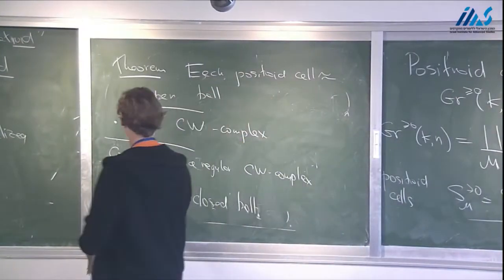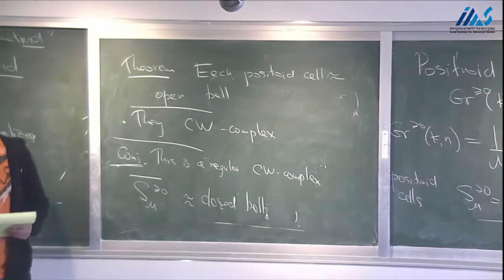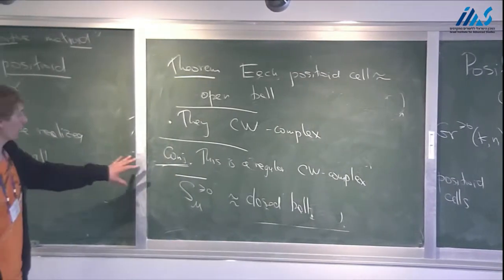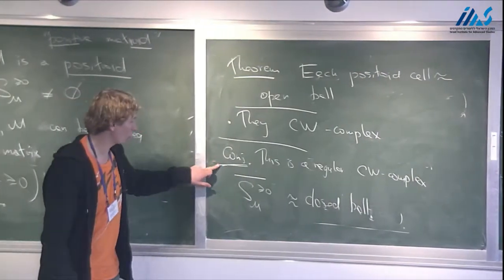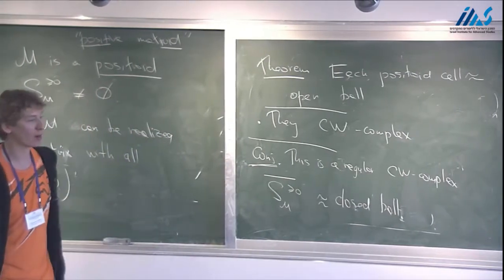And so let me say a little bit about the history of this conjecture. Originally, the whole story of positroids is some kind of analog and generalization of double Bruhat cells.